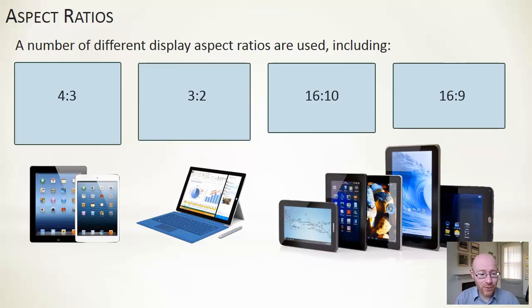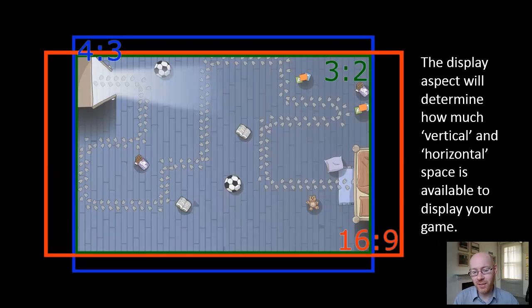This matters to a game because depending upon the aspect ratio of the device, you will be able to display vertically or horizontally more or less of your game. And you can see the distinction here that if you have 4:3 or 16:9, there's a different amount of space available along the X and the Y axes.